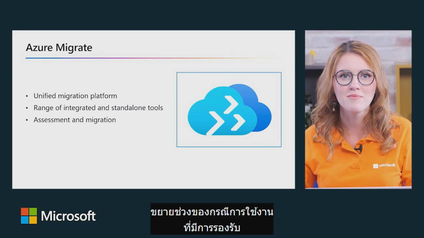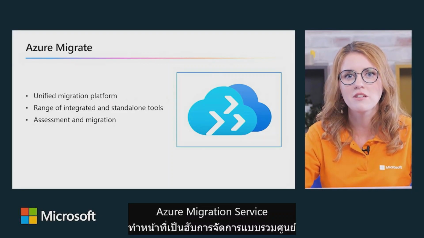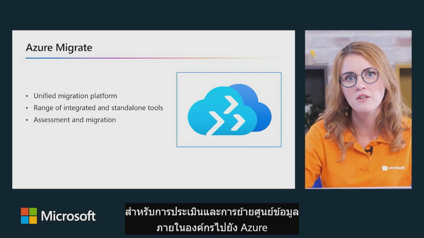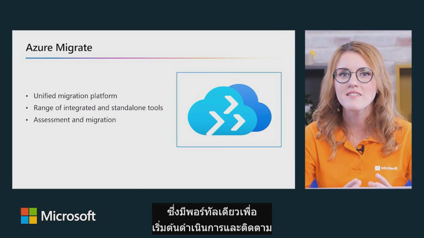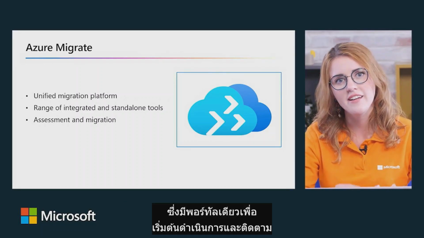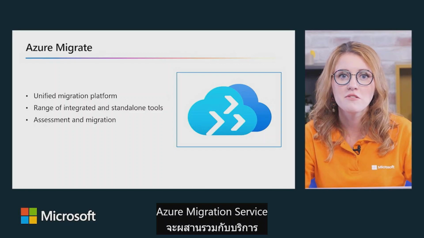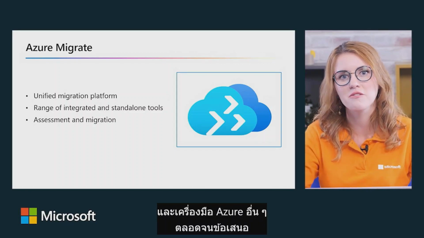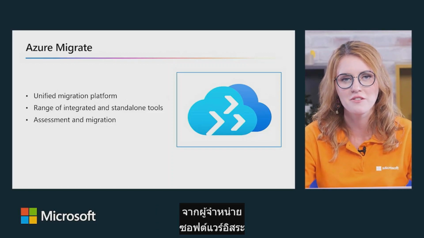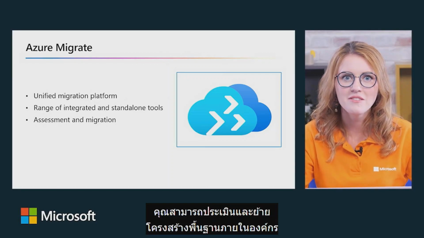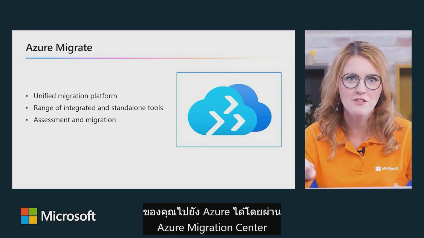supported use cases. The Azure Migration Service acts as a centralized management hub for assessing and migrating on-premises data centers to Azure. It offers a single portal to initiate, execute, and track the progress of migration to Azure. The Azure Migration Service integrates with other Azure services and tools, as well as offerings from independent software vendors. Through the Azure Migration Center, you can assess and move your on-premises infrastructure to Azure.